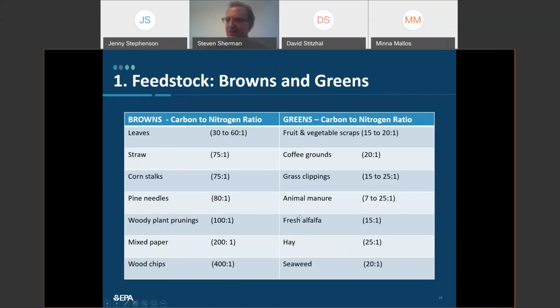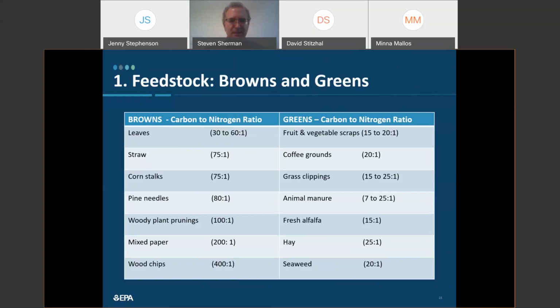The browns can also serve as what we call a bulking agent, which is what provides air spaces. You might see porosity in the pile, and that way microbes can get the oxygen or air that they need to thrive. A proper balance of green feedstocks, which contain larger amounts of nitrogen, and brown feedstocks, which contain larger amounts of carbon but limited nitrogen, is needed for effective composting.